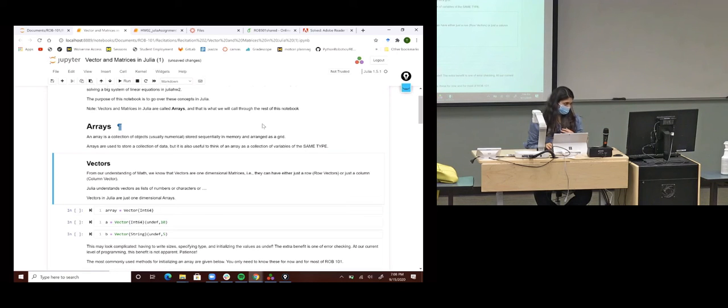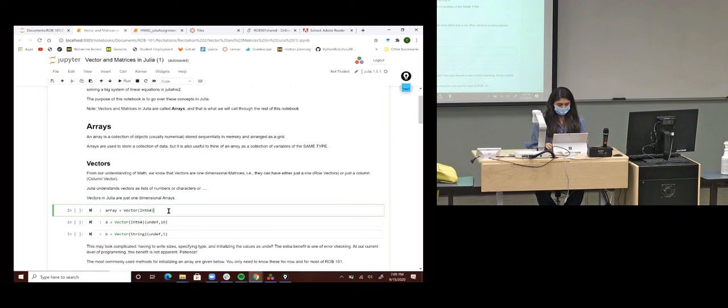So when we're using vectors and matrices like we do in math, and then we translate it into Julia, we have to use arrays instead. In most programming languages, when you're using arrays, it's usually a collection of data of the same type, which is also the case with Julia, but we'll see later how we can play around with it. Now, from math, we know vectors are one-dimensional matrices. They can either be row vectors or column vectors. Julia understands these as a list of numbers or characters. So vectors in Julia are essentially what you would expect. They're one-dimensional arrays.